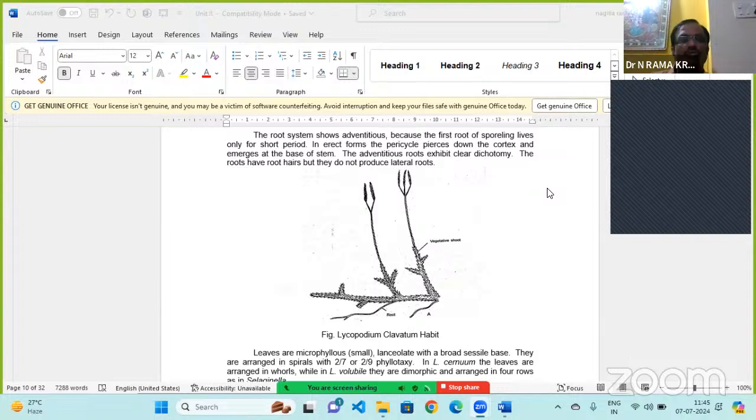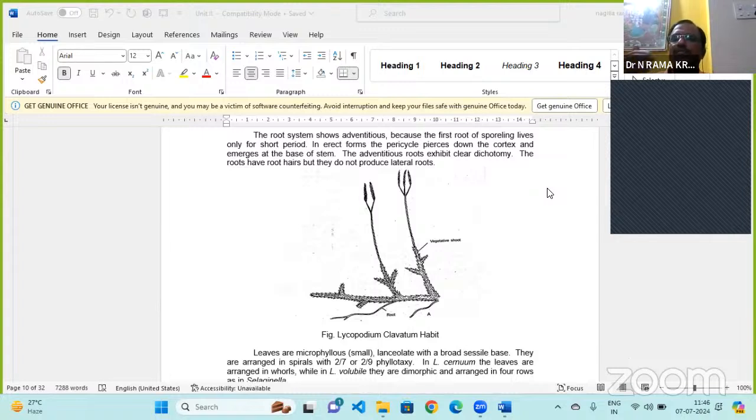The pteridophytes constitute a group of seedless vascular plants. This point is most important. Seedless vascular plants: these plants do not produce seeds, that's why we call them seedless plants. They are also called vascular cryptogams. So all the cryptogams are non-vascular plants except the pteridophytes, which are vascular plants.